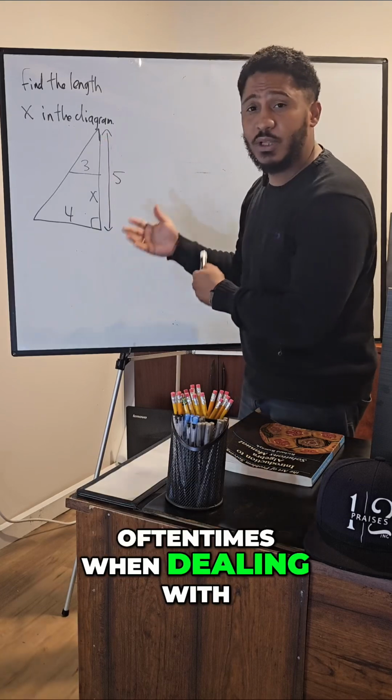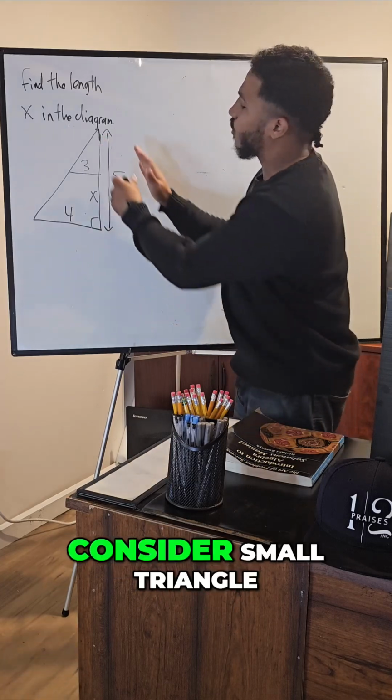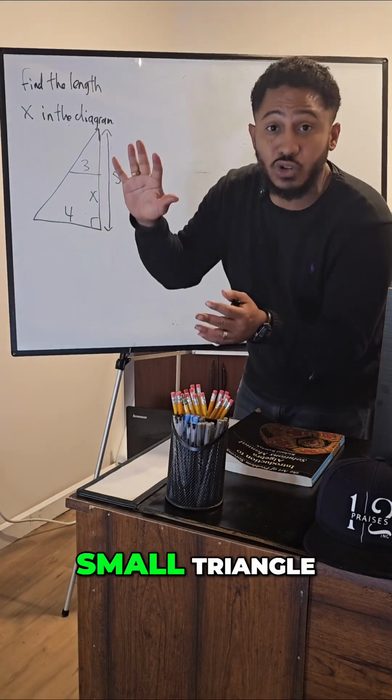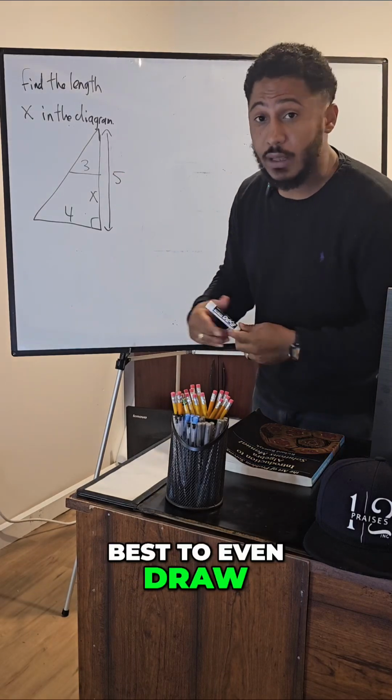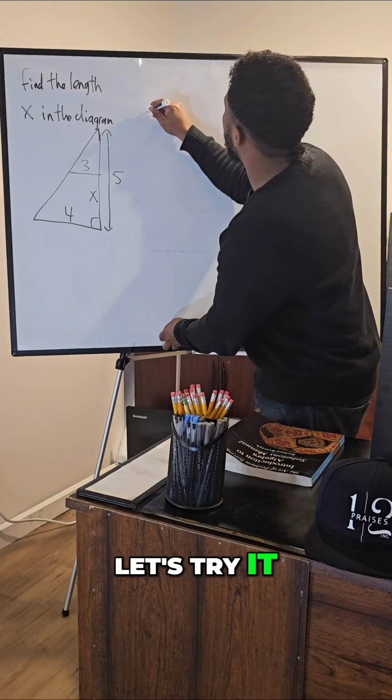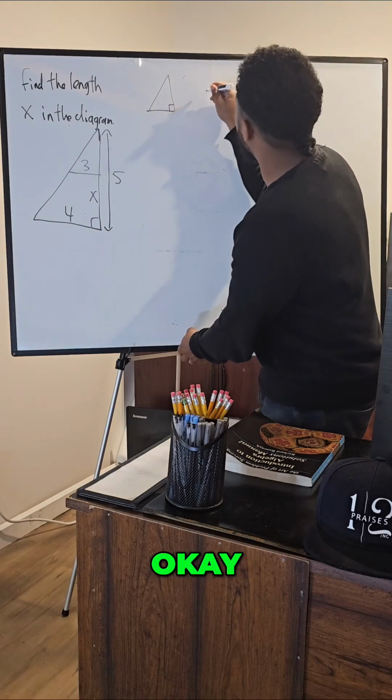So oftentimes when dealing with problems like these, we definitely want to consider small triangle, big triangle. Think small triangle, big triangle, okay? And it may be best to even draw these triangles. Let's try it. Here's our smaller triangle, okay? And here's our bigger triangle.